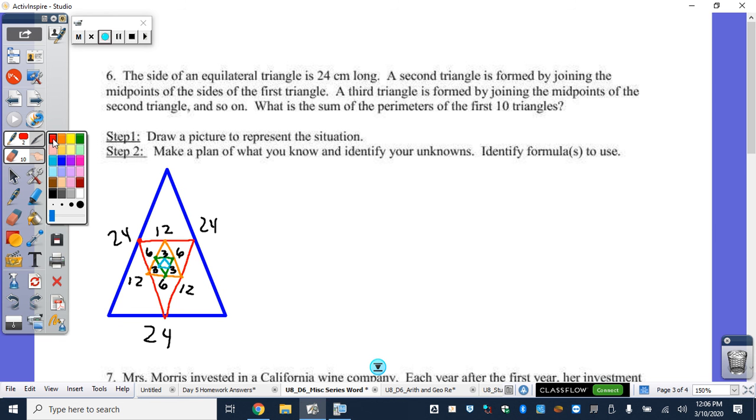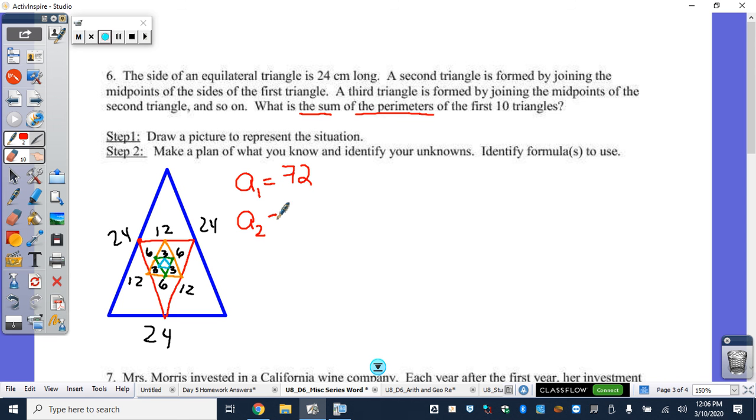So they want to figure out the sum of the perimeters. So what is the perimeter of my biggest outside triangle? 72. What is the perimeter of my next triangle? The perimeter of my third one? 18. So what kind of a sequence are we starting to look at? Geometric. What would our common ratio be? 1/2. You're multiplying each one by 1/2 to get you down to the next one.